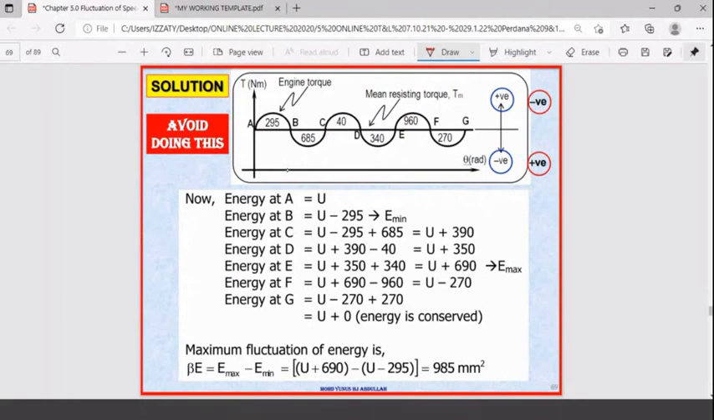Okay, now, even then it depends on the lecturer who is going to mark your work. So to minimize your deduction of marks, do this one. Avoid doing this one. Look at here. So you know that this one is positive.